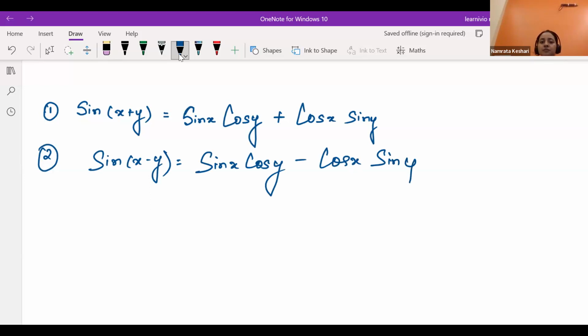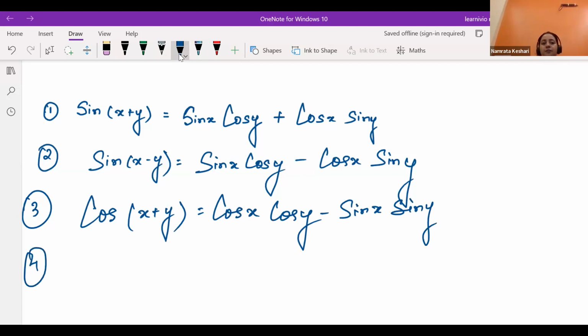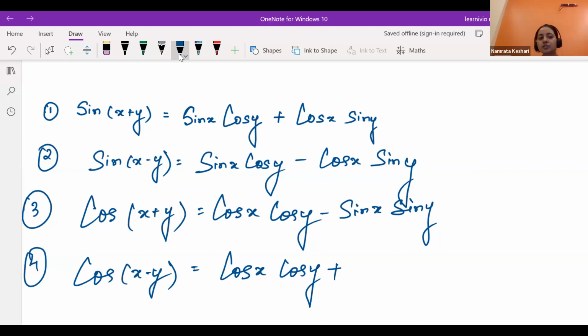Next formula was cos of x plus y. That is cos x cos y minus sin x sin y. Perfect. And the fourth formula, cos of x minus y, is cos x cos y plus sin x sin y. So these are the 4 formulas.